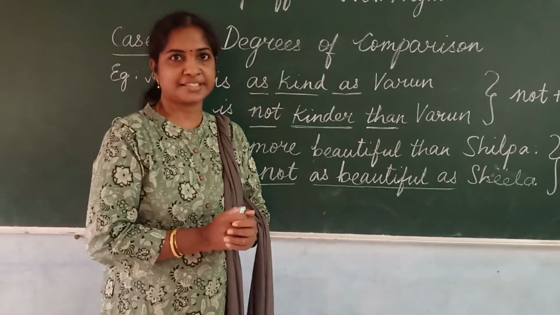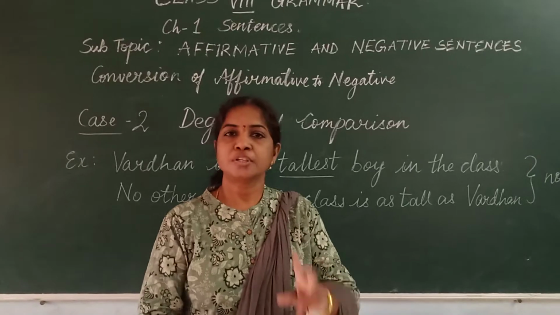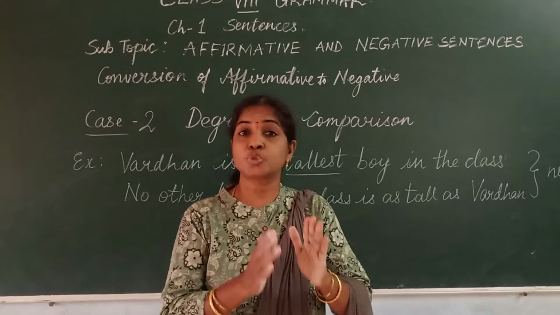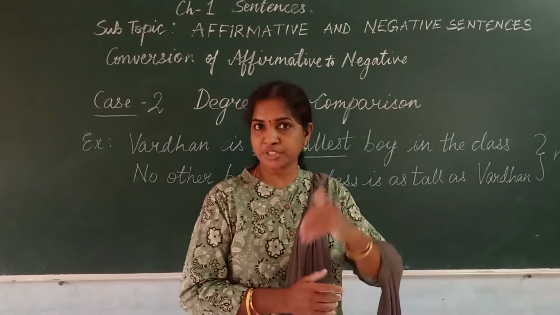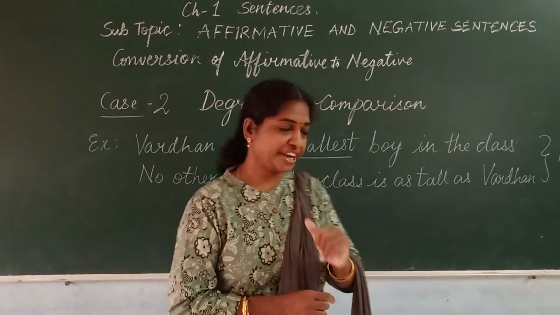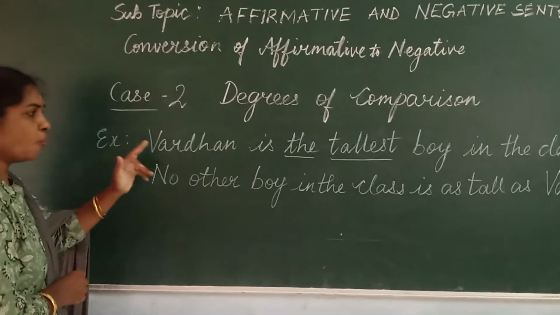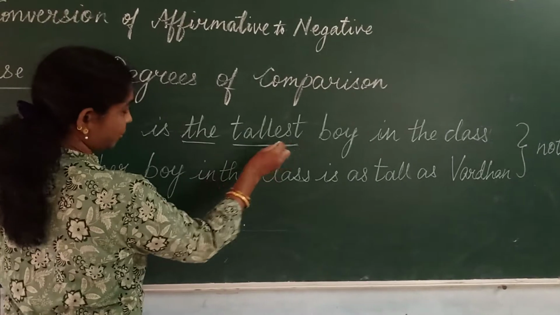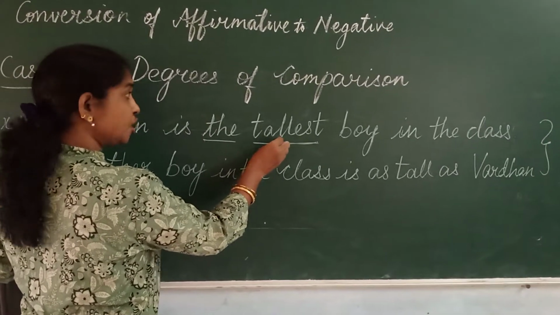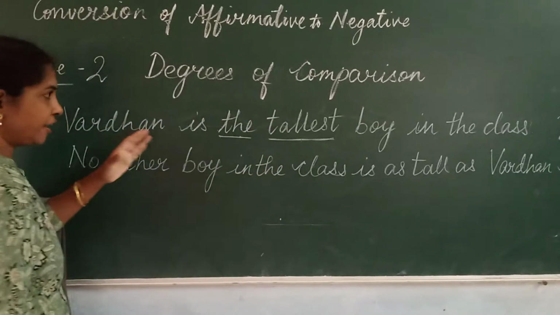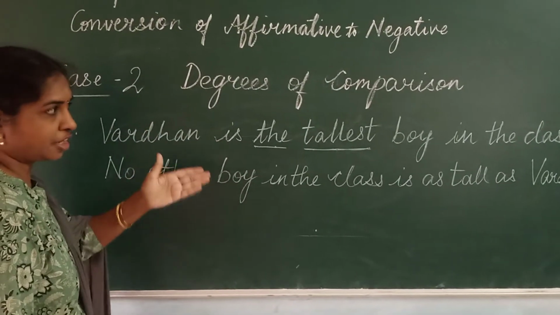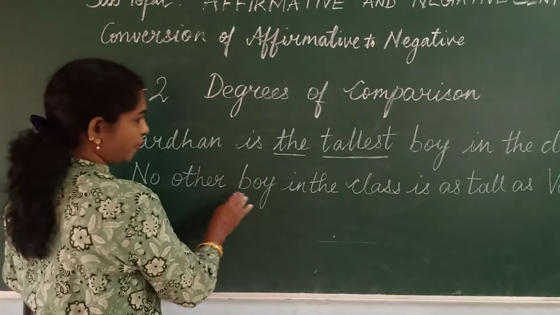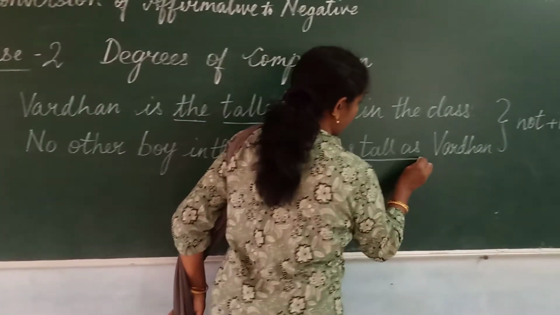Yes? So, let us check the third sentence, that is, if the sentence is in superlative degree, what should be taken into consideration to change it to negative. Suppose the sentence is Vardhan is the tallest boy in the class. We can understand from this that the sentence is in superlative degree, the tallest. Now we need to convert this sentence into a negative sentence. What are we doing? No other boy in the class is as tall as Vardhan.